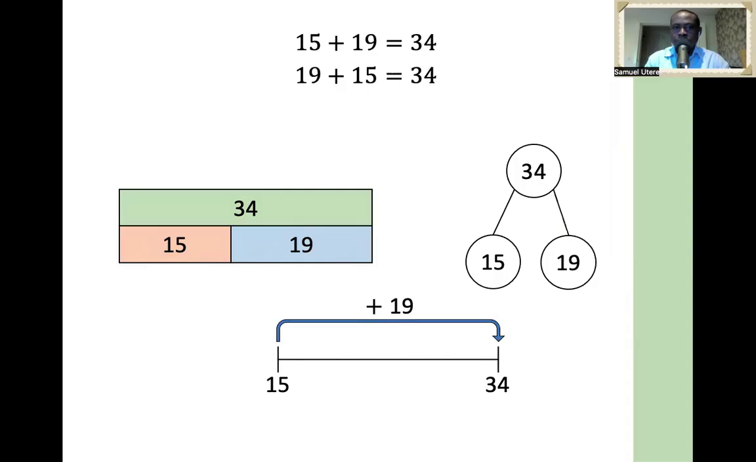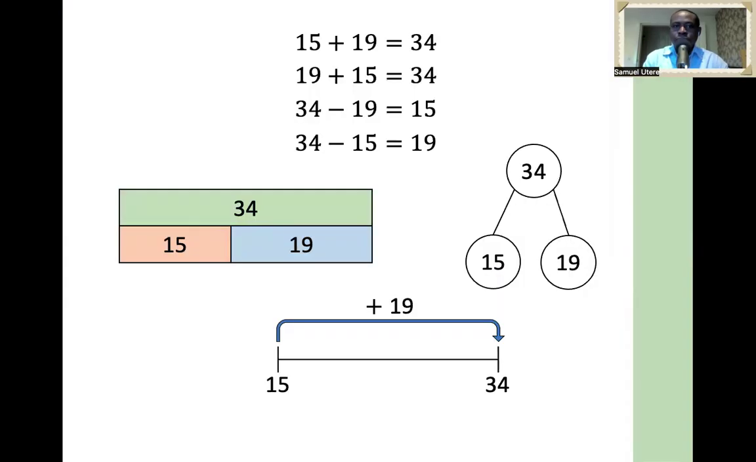Of course we can. Why? Because addition is commutative. Commutative means that we can change the order in which we write the numbers, we'll get the same answer. But what else can you notice? You can also notice that we can write this as another fact of this calculation by saying, well, 34 minus 15 will give us 19, or 34 minus 19 will give us 15.